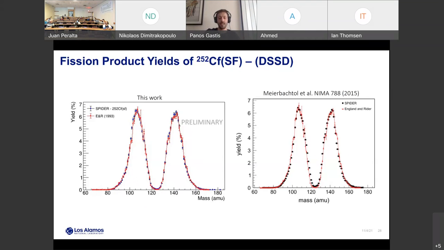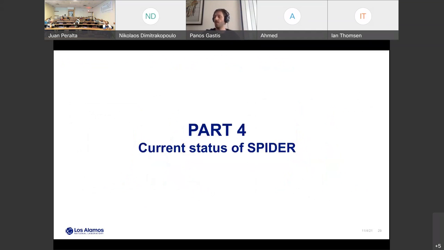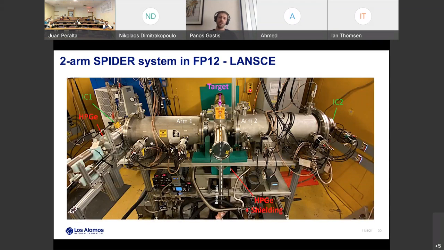And this is the final slide on this third part. It had to do with the calibration and the implementation of the gamma ray tagging system. And now I'm going to move on to the last part. It's going to be short. I'm going to show you just a few slides to give you a picture of the current status of the SPIDER instrument. So this is a picture of SPIDER currently.